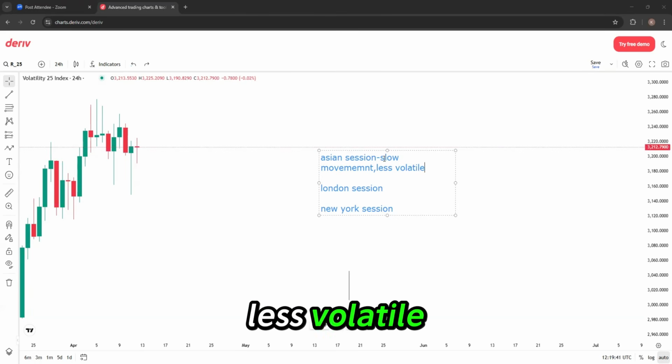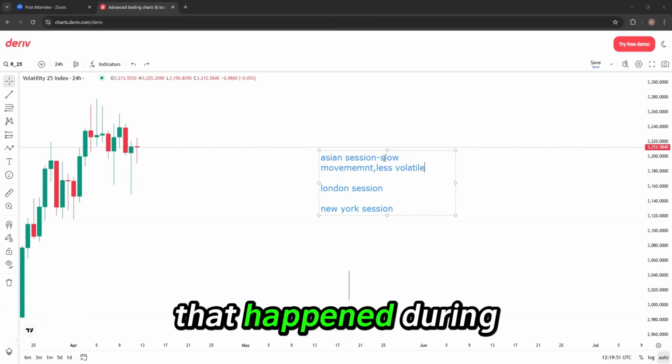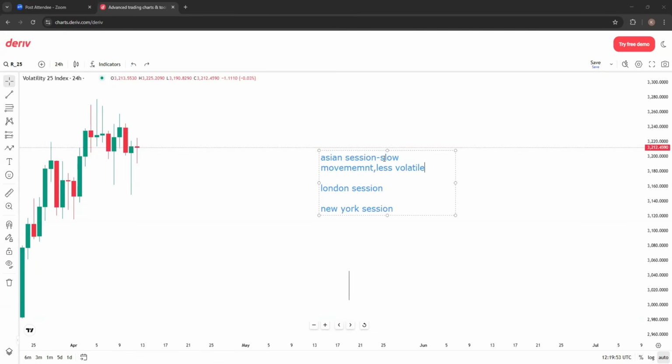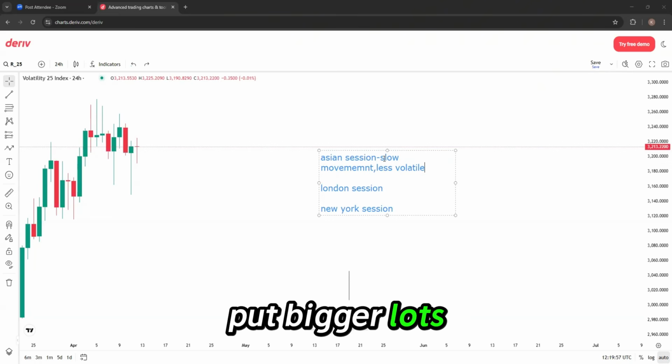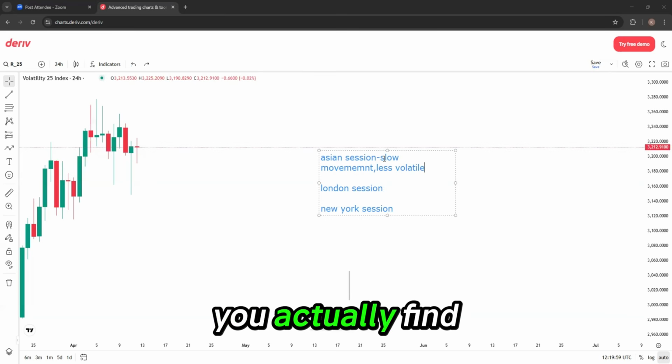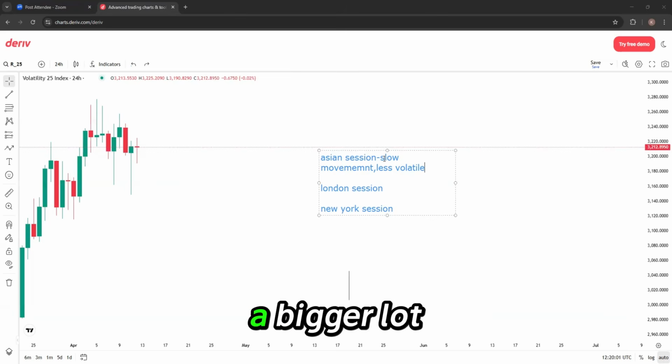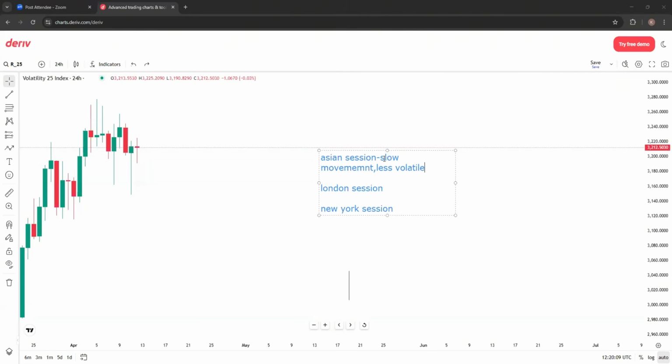Less volatile. So this session is best for what we call range trading. Why? Because there are no big breakouts that happen during this session. And at the same time, even if you put bigger lots to your trade, you find out that, okay, you can put a bigger lot, but then the movement is not huge.